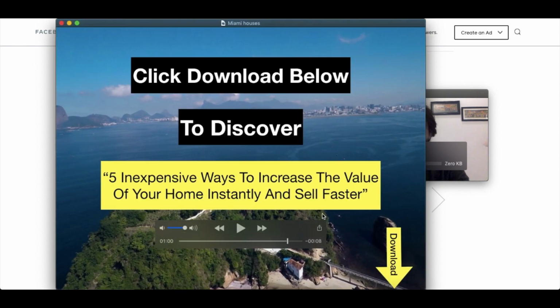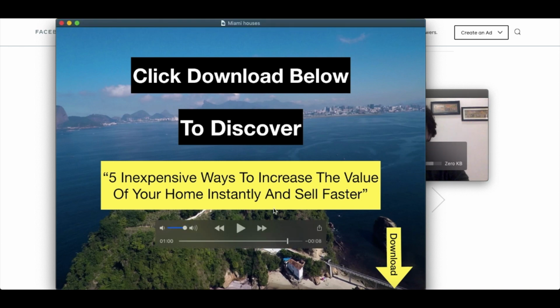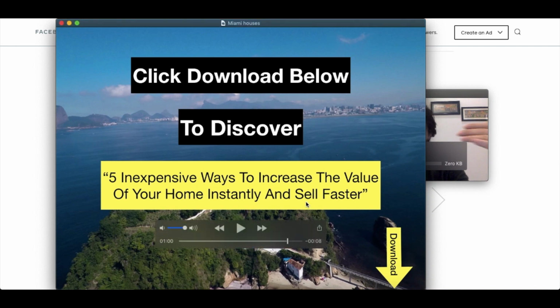Okay, and then again we are leading with value. Click down below to discover 5 inexpensive ways to increase the value of your home instantly and sell faster. So we talked about the renovation, right? We talked about why not all renovations are equal, why you shouldn't be overpricing and all that. And then at the end we say, okay, we know you don't want to invest so much in your house, you don't want to deal with repairs and all that stuff. So we're going to give you 5 inexpensive ways to increase the value of your home instantly and sell faster.